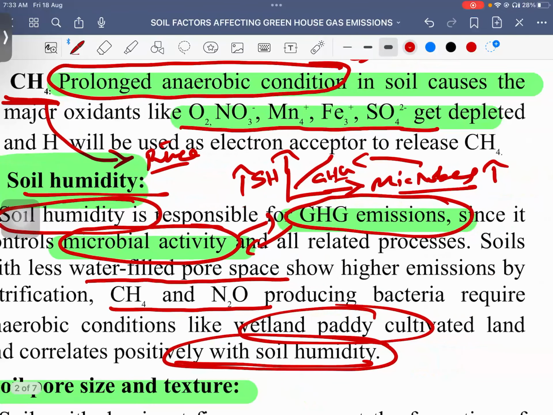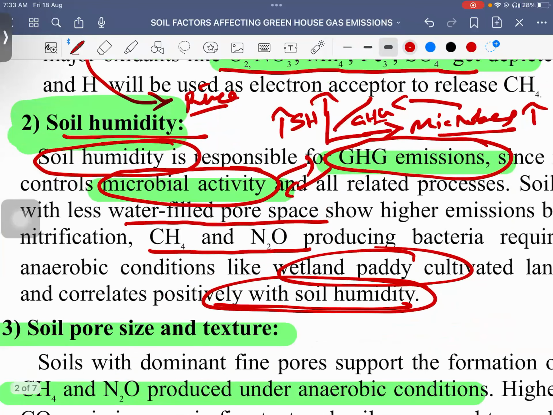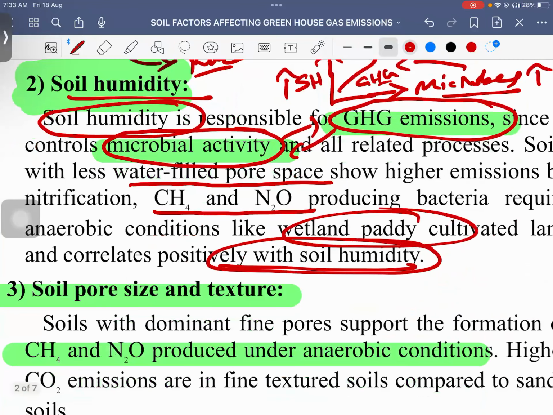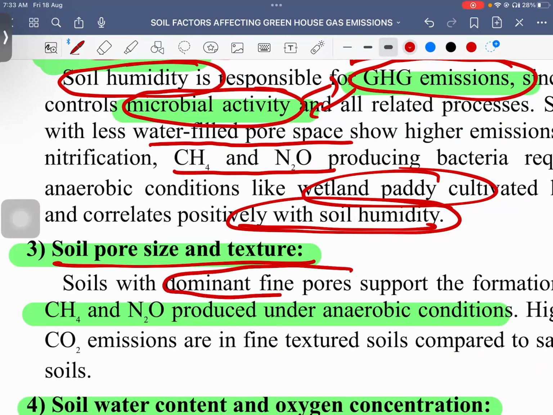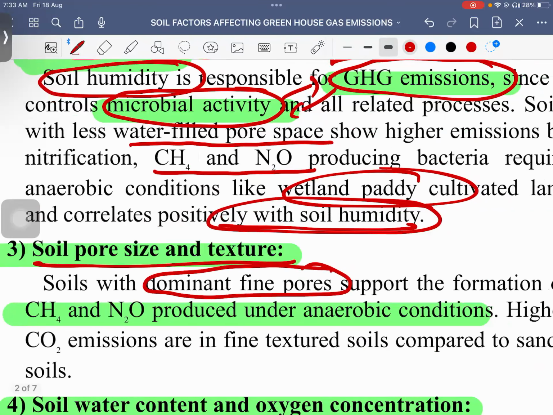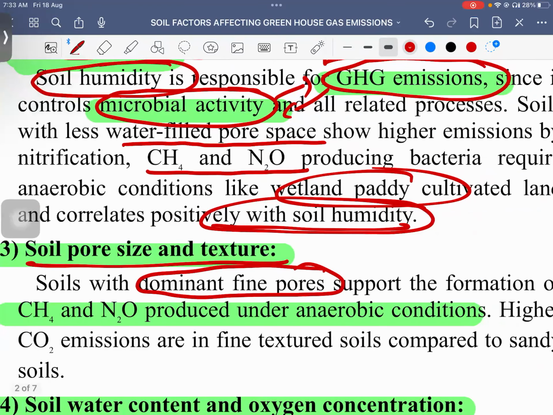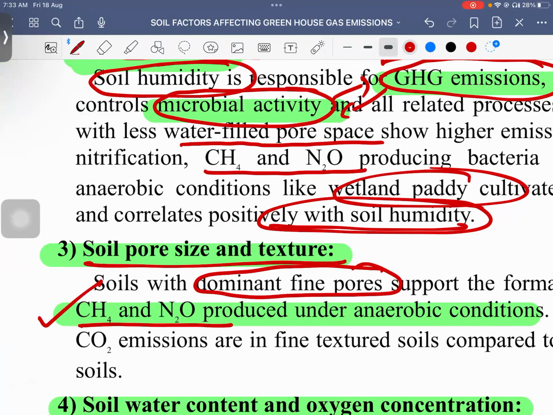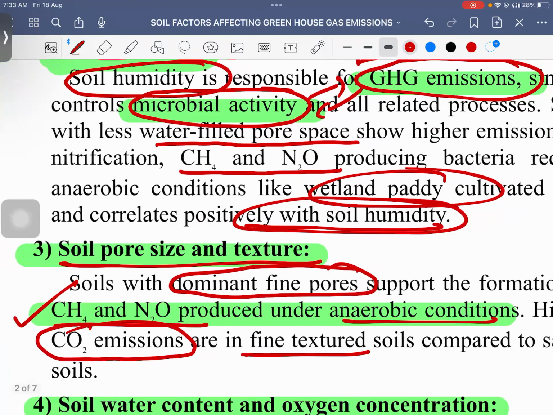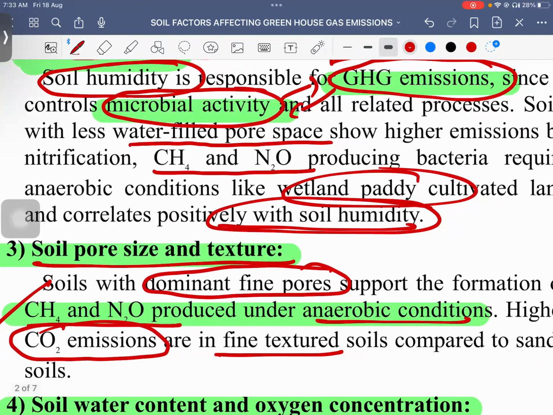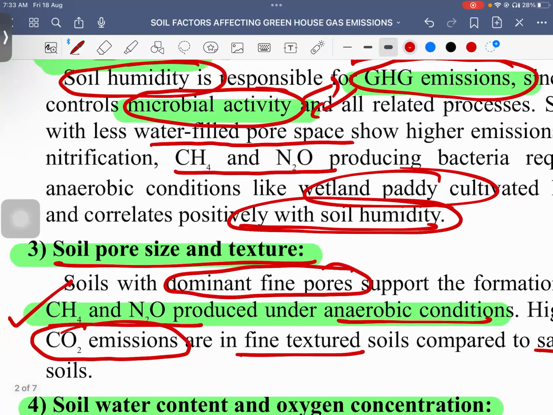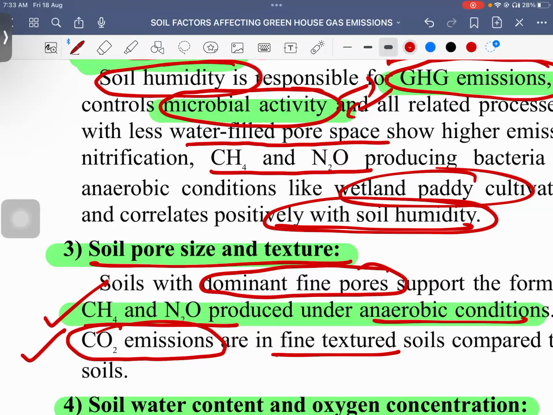Next is soil pore size and texture. Here we see that if we have dominant fine pores, it supports the formation of CH4 and N2O under anaerobic condition. But CO2 emissions are higher in fine textured soil compared to sandy soil. If you compare fine textured and sandy soil, CO2 emission will be more in fine textured soil.